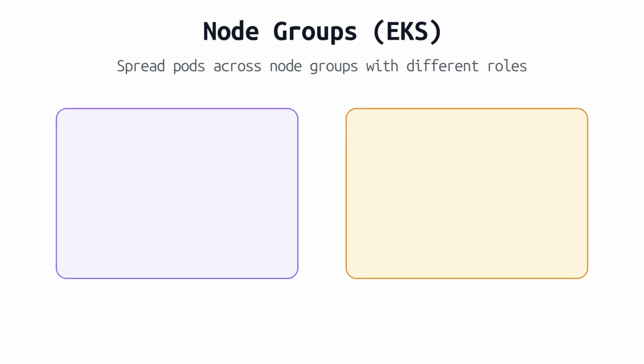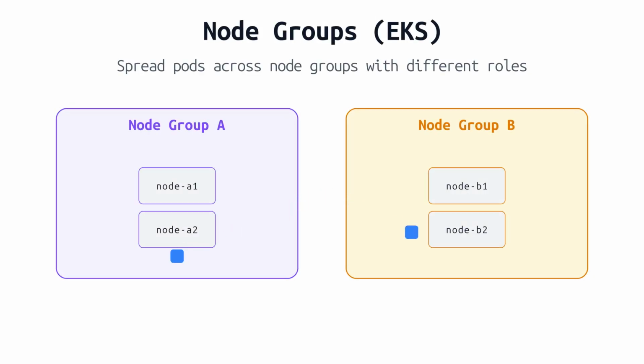In EKS, you may also see labels related to node groups. A node group is a set of nodes managed together. These may use different instance types, different scaling behavior, or different cost profiles. Spreading pods across node groups helps avoid putting all your workload into one group only.